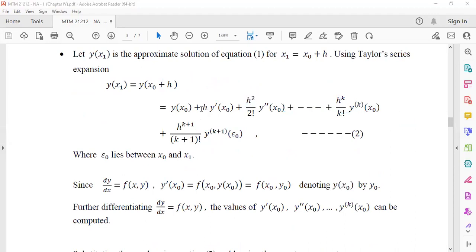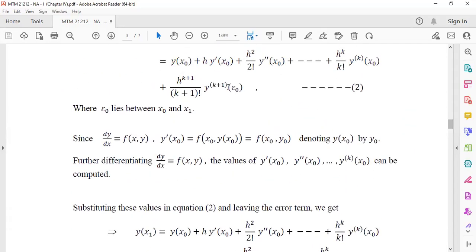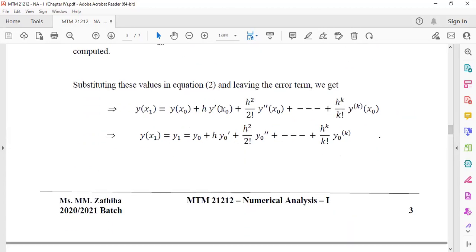y of x naught plus h times y dash of x naught. If I substitute this as my y naught, then again I can write this as y1 dash. So what we are doing is substituting our values.